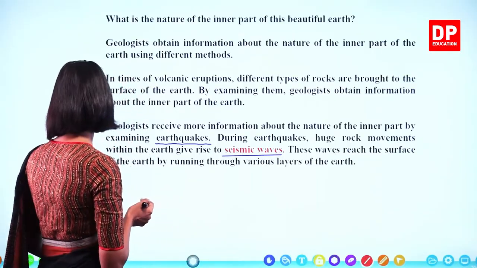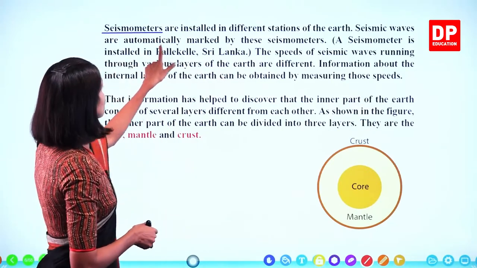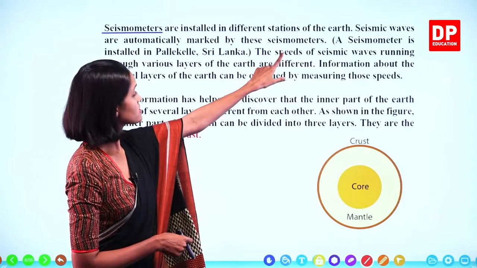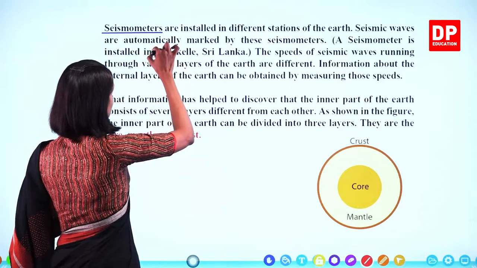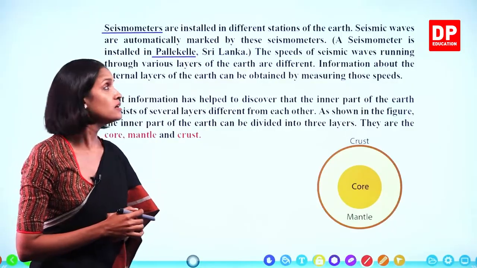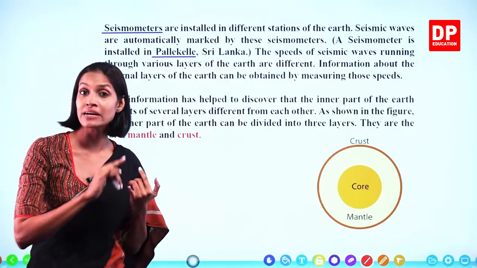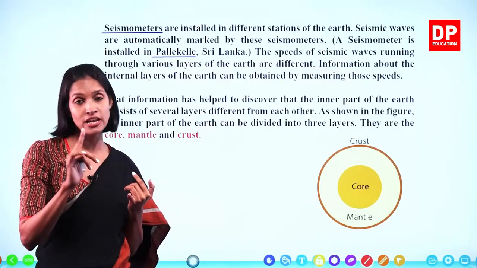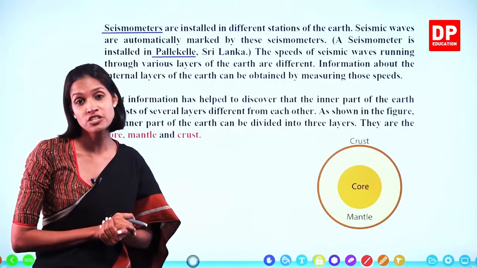Okay, children? Right. So seismometers are installed in different stations of the earth. Seismic waves are automatically marked by these seismometers. Now here, look at this. A seismometer is installed in Palikkale, Sri Lanka, in the central province. Right, children? Other than these, two more seismometers are also installed, one in Mahakkanadarawa in the north part of Sri Lanka and the other one in the Hakman area to the south part of the country.